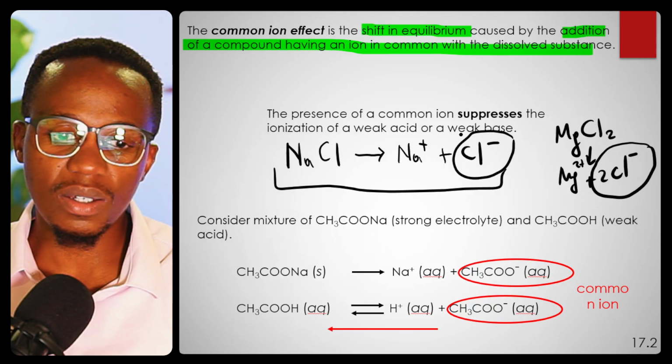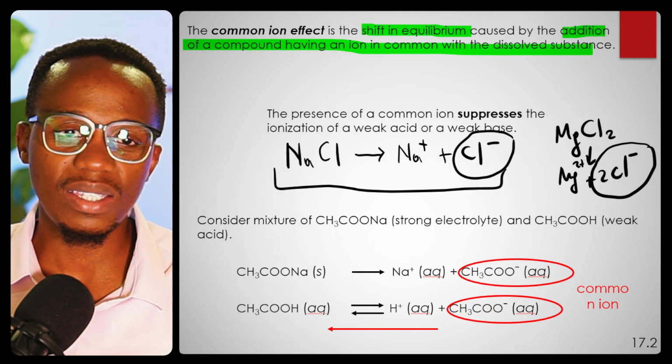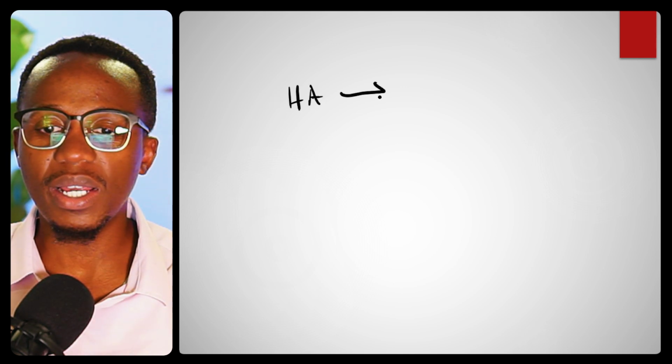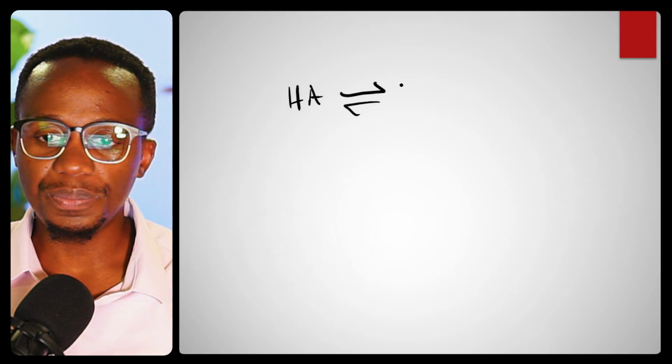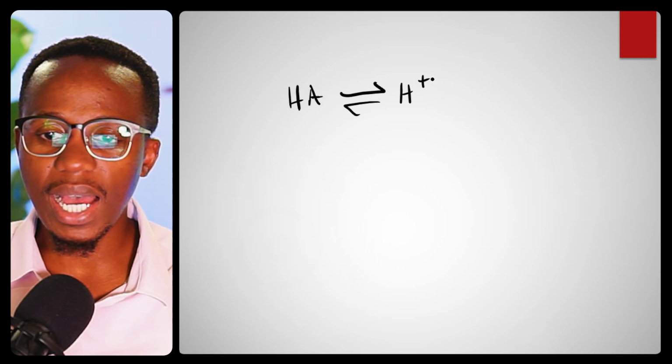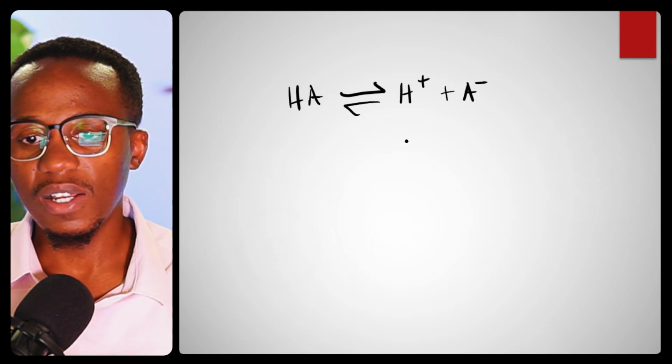So a common ion when it comes to acids and bases, and by the way, we're talking especially about weak acids and bases. Why? Because weak acids and bases are the ones that go through equilibrium. They are reversible, if you remember correctly what we learned. So a weak acid gives H+ and A-. We already know that.